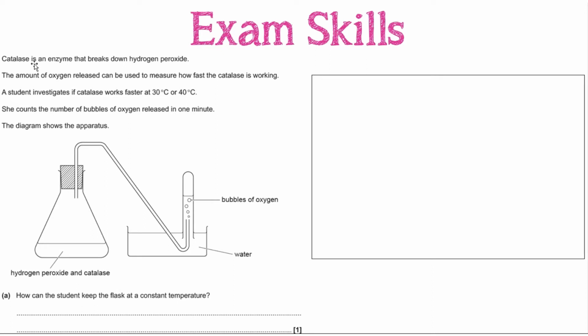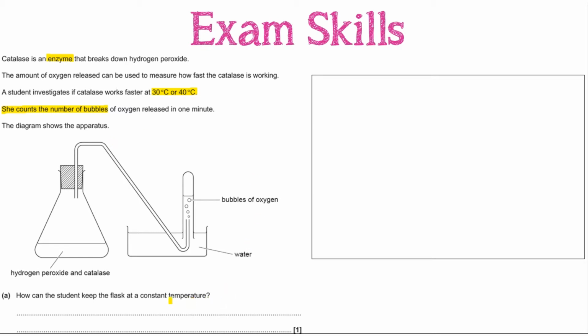So the first one we've got then, catalase is an enzyme that is going to break down hydrogen peroxide. So the fact it's an enzyme is important first of all. The amount of oxygen released can be used to measure how fast the catalase is working. The student investigates if the catalase works faster at 30 or 40 degrees Celsius. She counts the number of bubbles of oxygen released in 1 minute. And then we've got a diagram of our apparatus there.